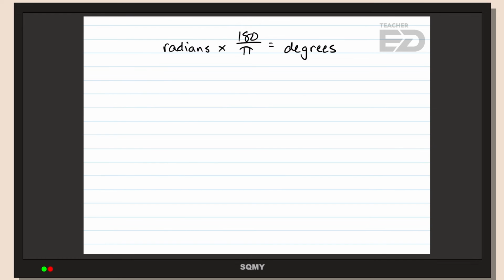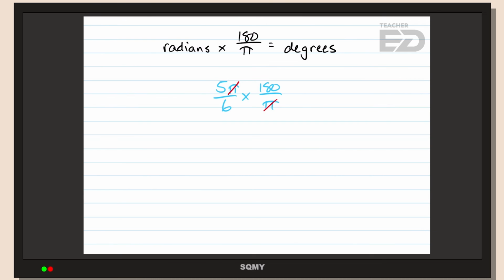Let's look at a more difficult one, and let's try 5 pi over 6 radians, and we want to make this in degrees. So, we'll multiply by 180 over pi. Now to work this out, it's quite easy. First, we can just cut our pi's. We can get rid of those and make our calculation much easier.